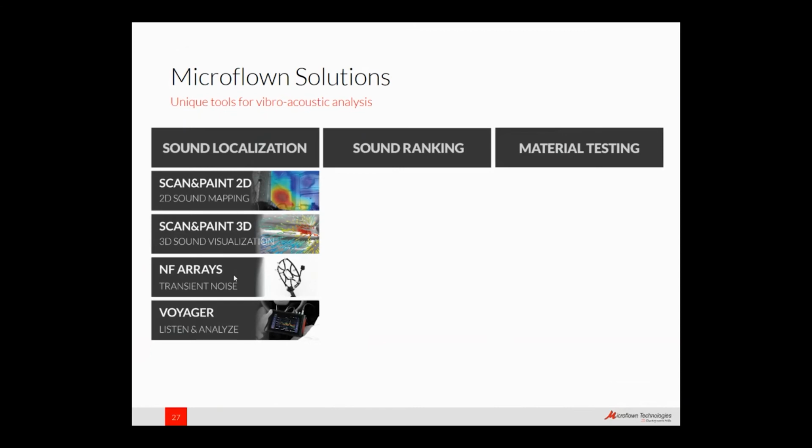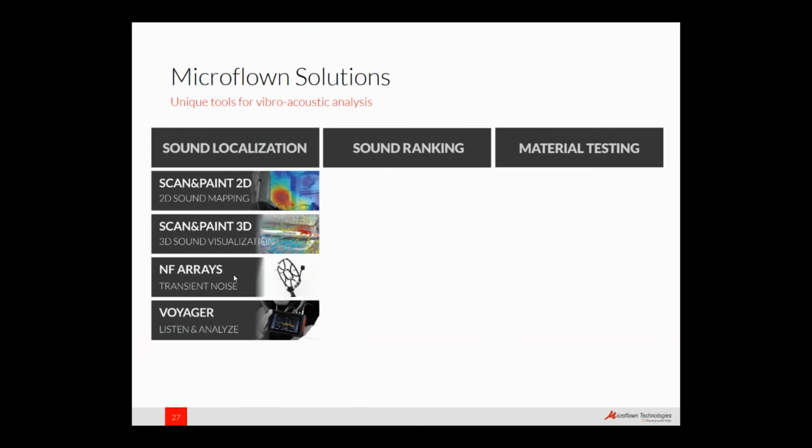We can use array applications to localize transient noise or measure non-stationary conditions. A very intuitive way is also just listen and analyze. Put on the headphones, listen to the velocity signal, move around, and we use the power of our own brain to interpret what we hear to detect sound sources.